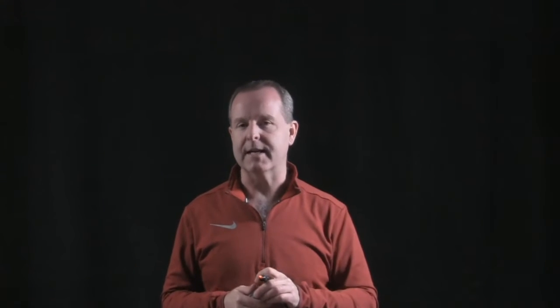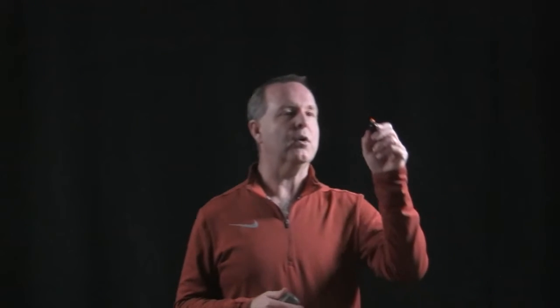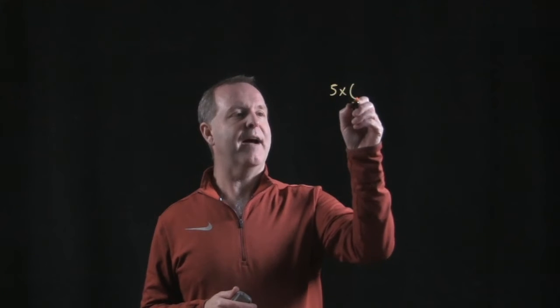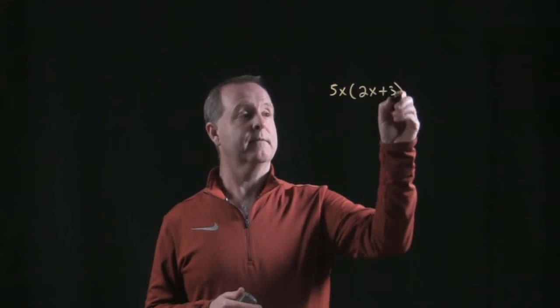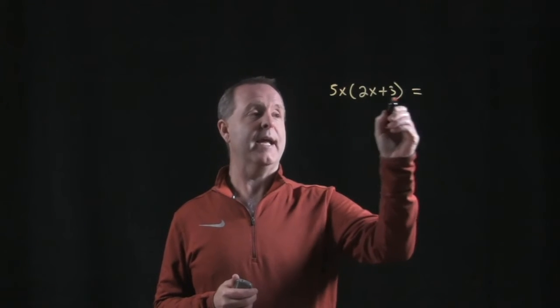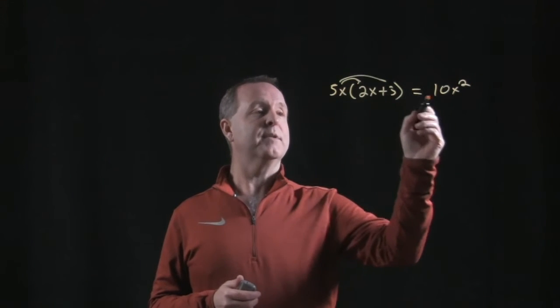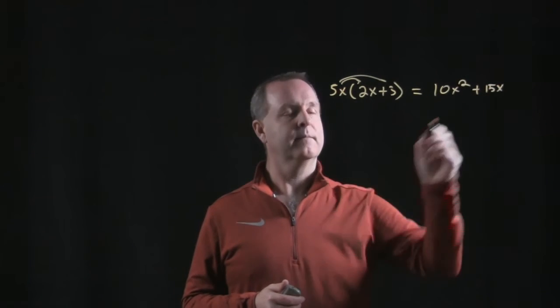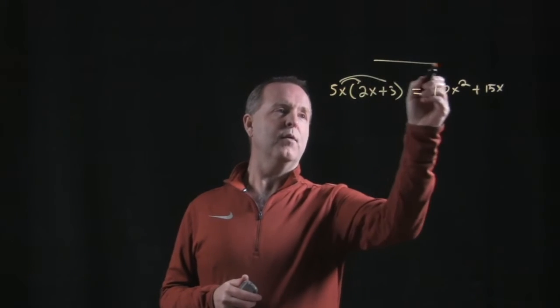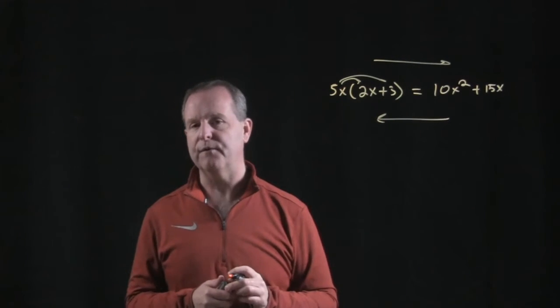But as we grow older, our intellect grows, we're able to see processes both going and coming back. For example, in this section, we want to look at an idea similar to that. So remember earlier, if I had something like 5x times 2x plus 3, we were able to multiply that out by using the distributive property, and that produced 10x squared plus 15x. Well, the question is if we went that way, can we go back the other way? And the process of going back the other way is called factoring.